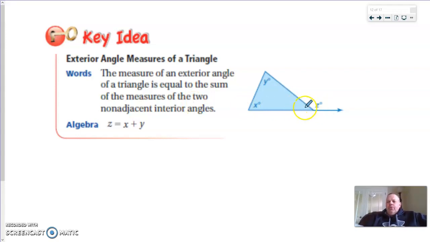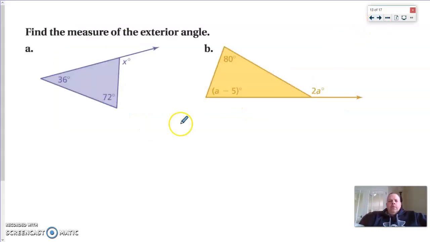Adjacent means next to. So in this case, z is equal to these two added together. Z equals x plus y. So this angle on the outside here is equal to these two added together. So in this first one, we can see that x is equal to these two together.